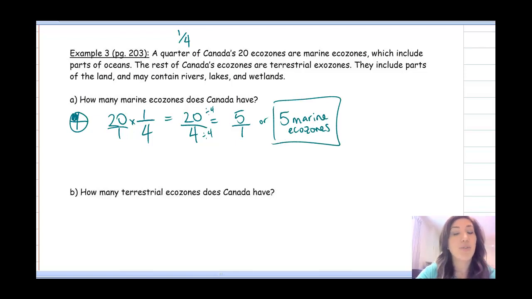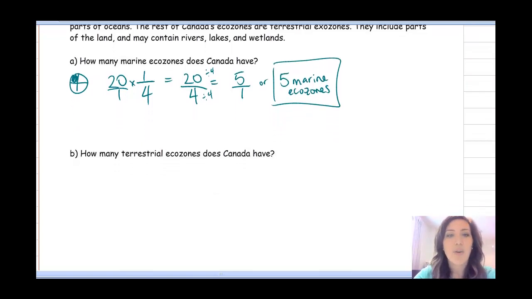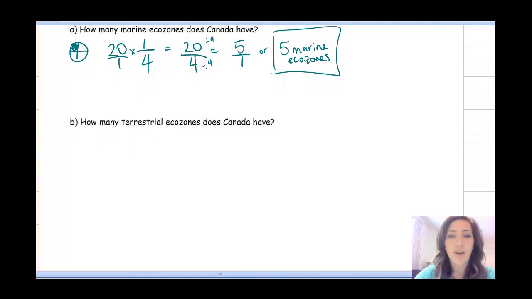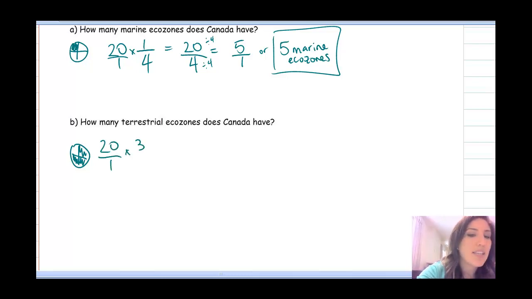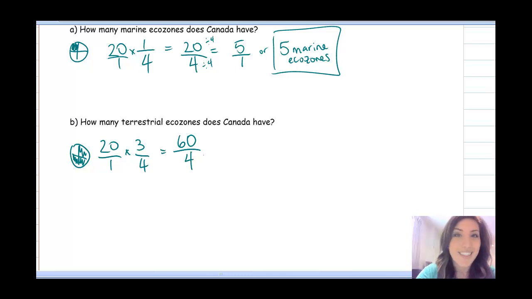Now when it comes to the terrestrial ecozones, we know that 1/4 are marine, so that means 3/4 must be terrestrial. So 1, 2, 3/4. So we're going to say 20 ecozones times 3/4 are terrestrial. 20 times 3 is 60. 4 times 1 is 4. This can be reduced, so we can divide both by 4. 60 divided by 4 is 15. 4 divided by 4 is 1. So this is 15 terrestrial ecozones.